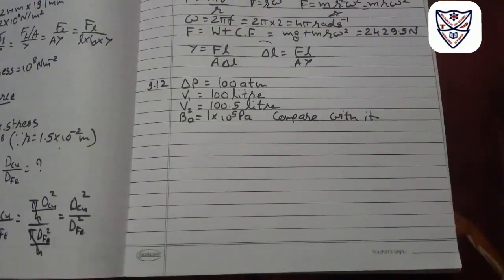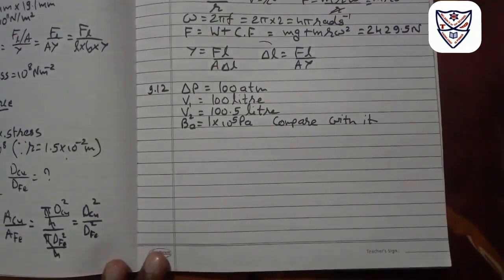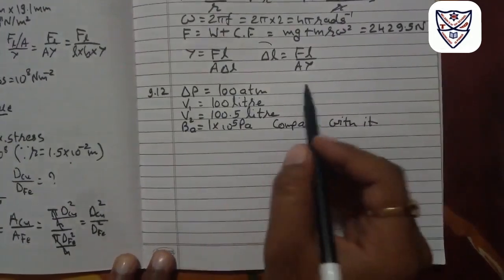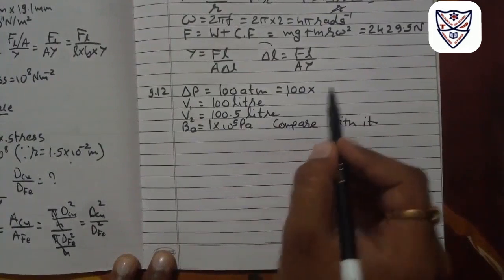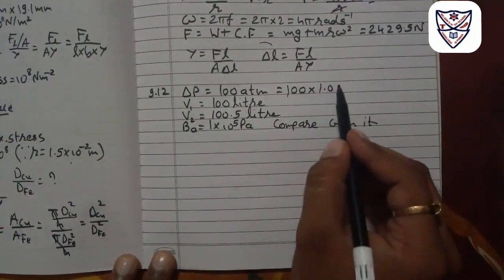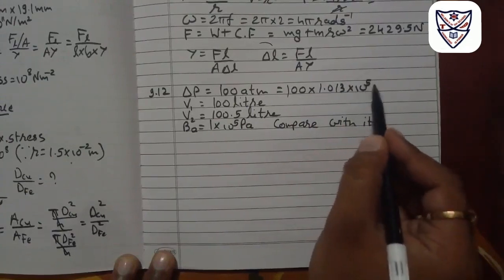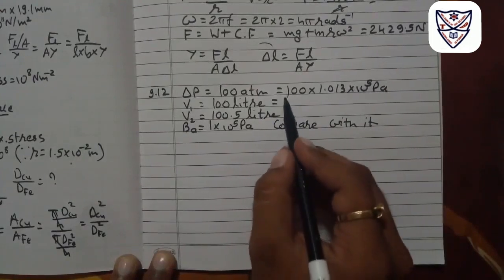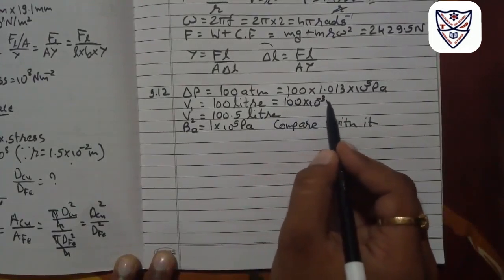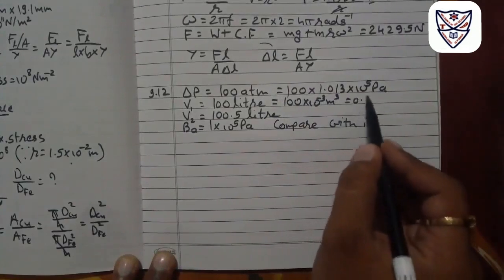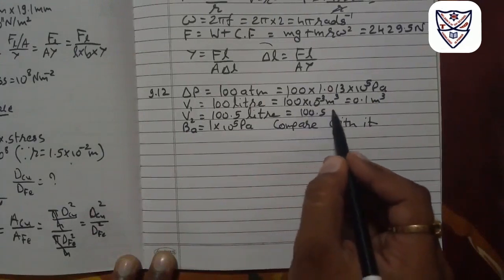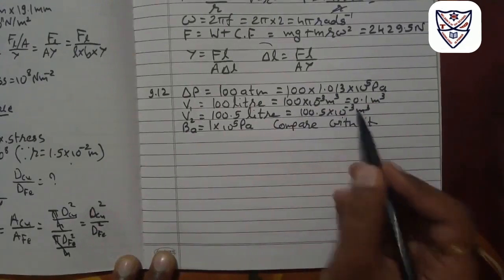In this numerical 9.12, we have initial volume, which is 100 liter. Pressure increase 100 atmospheric, right? We have to convert it into Pascal, so we have to multiply it with 1.013 into 10 raised to 5 Pascal. After that, we have to convert this liter into meter cube. So 100 into 10 raised to minus 3 meter cube, and this is also 100.5 into 10 raised to minus 3 meter cube, right?